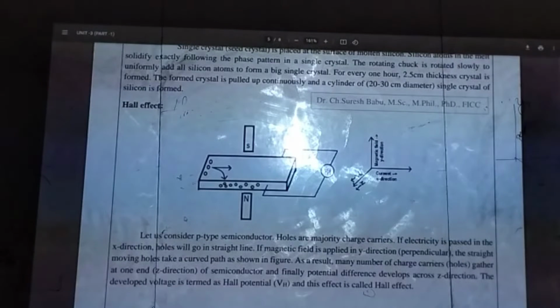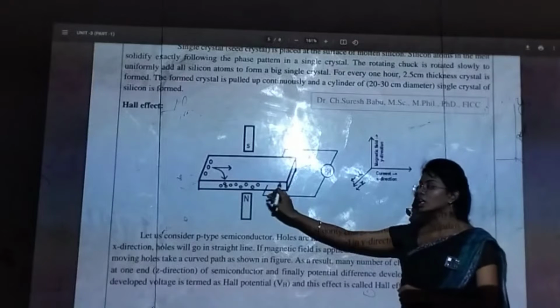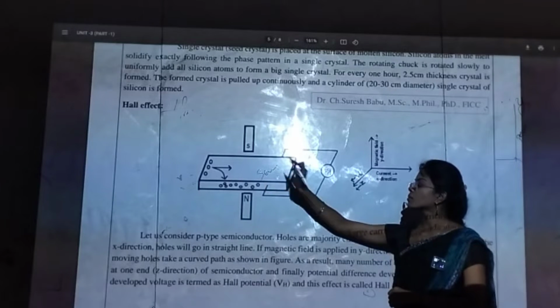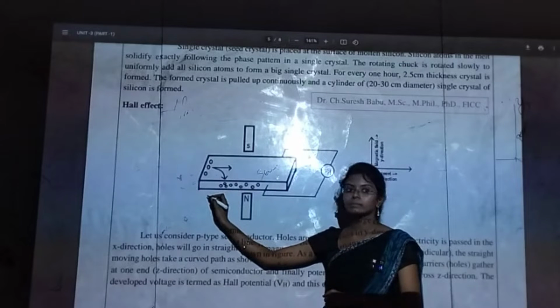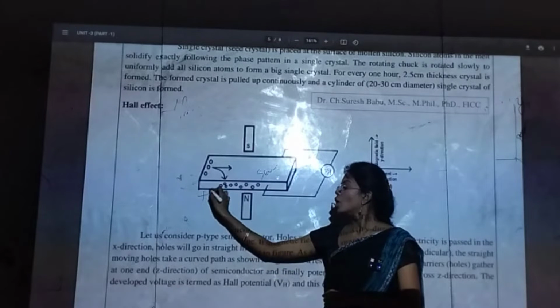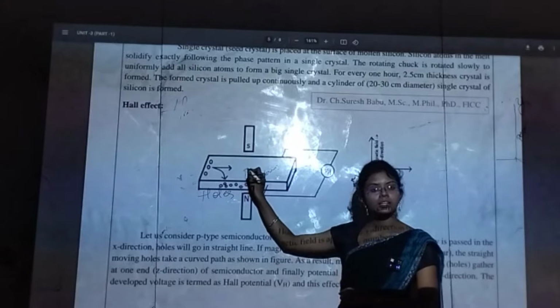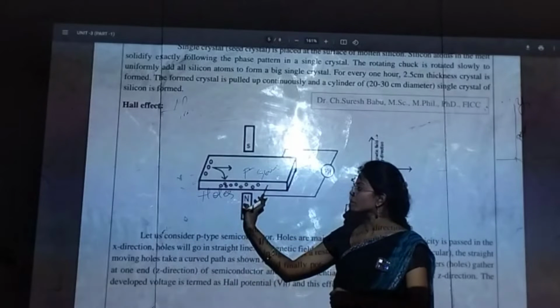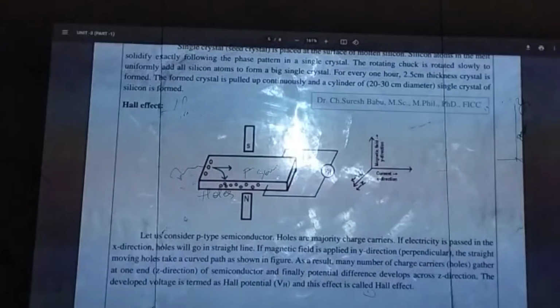Topic: Hall effect. As we have seen in the previous diagram, this is my semiconductor. What is it? A semiconductor, and these are holes or electrons? Holes. That means which type of semiconductor is here? P-type. So a P-type semiconductor is there. From here, what am I going to pass, holes or electrons? Those are the charge carriers.